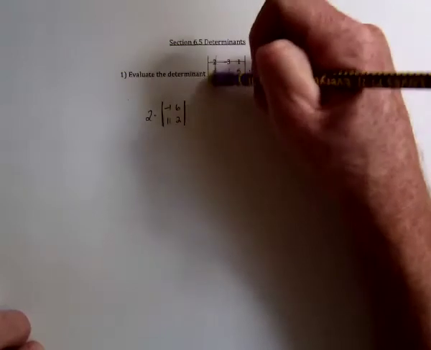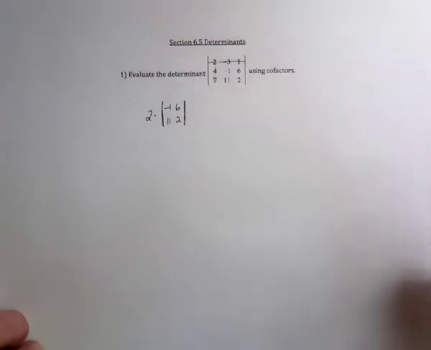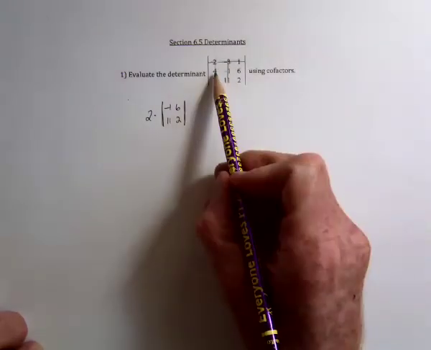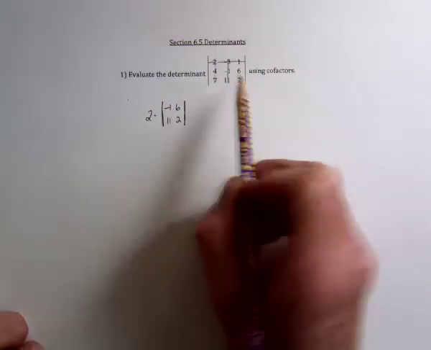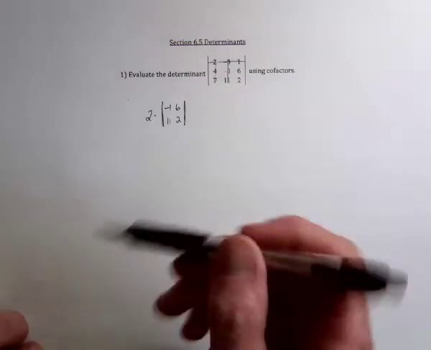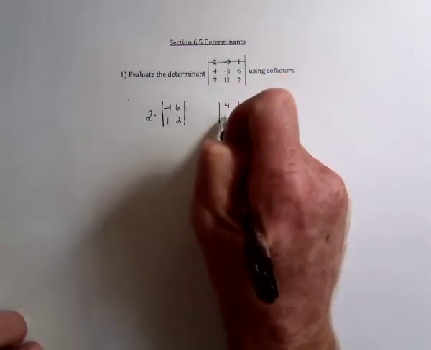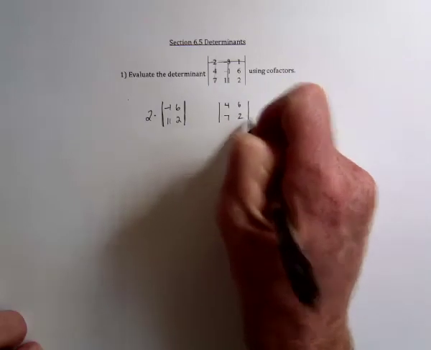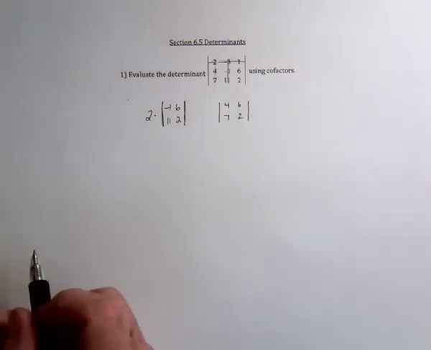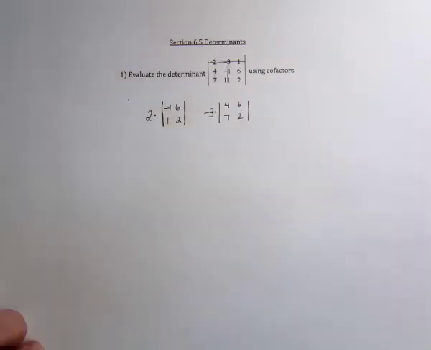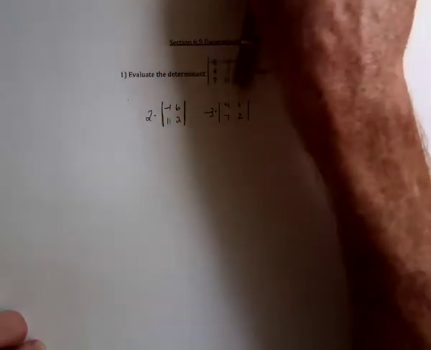And now move over and cross this one out. And what's left is the 4, 6, 7, and 2. So 4, 6, 7, and 2 are the 2 by 2 determinant, and the -3 was what we used to get that, and so -3 goes in front.